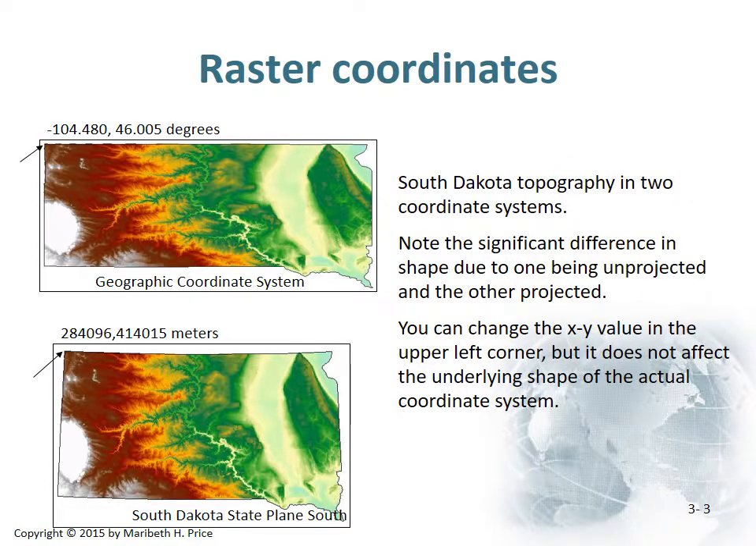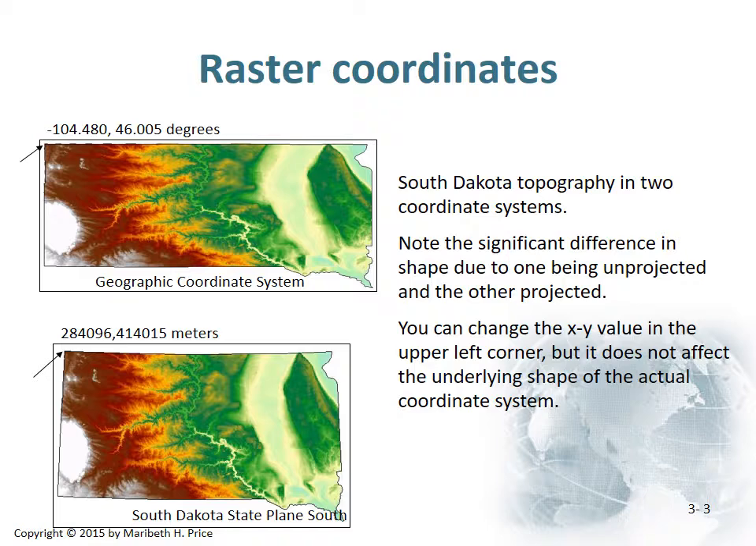Here we see South Dakota shown in two different coordinate systems. On the top, geographic coordinates, unprojected, straight degrees, minutes, and seconds. And on the bottom, South Dakota done in a state plane coordinate system, which has measurement units in meters. And so the shape of these things is very different. Similar, but different. You can see the configuration is altered quite a bit between the state plane coordinate system and the geographic coordinate system. Remember that geographic coordinate systems are being displayed more or less like cylindrical projections.